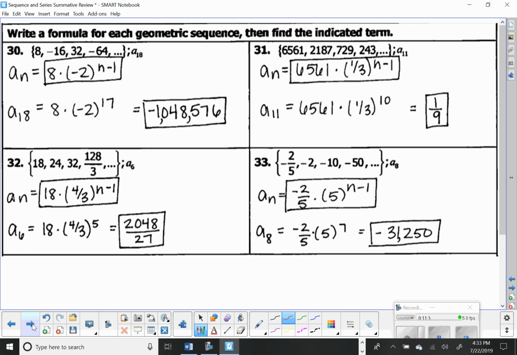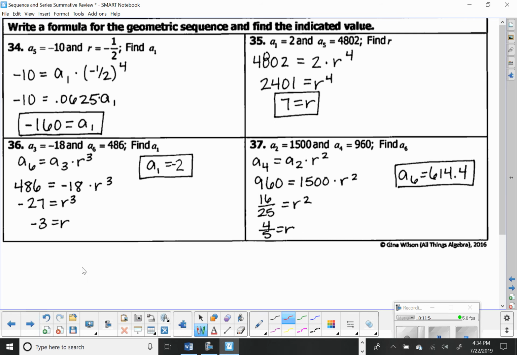30 through 33. Write a formula for each geometric sequence, then find the indicated term. Again, you'll have the formulas. So this already tells you that it's geometric. Make sure on the test you read what it says. If it tells you it's geometric or arithmetic, go right to those formulas. It's giving you a leg up. If it doesn't tell you, it's a pretty quick check if it's giving you the list. Now here, you've got a sub 1, you know that n is 18, and it's easy enough to find r. All of these pretty much work the same way.